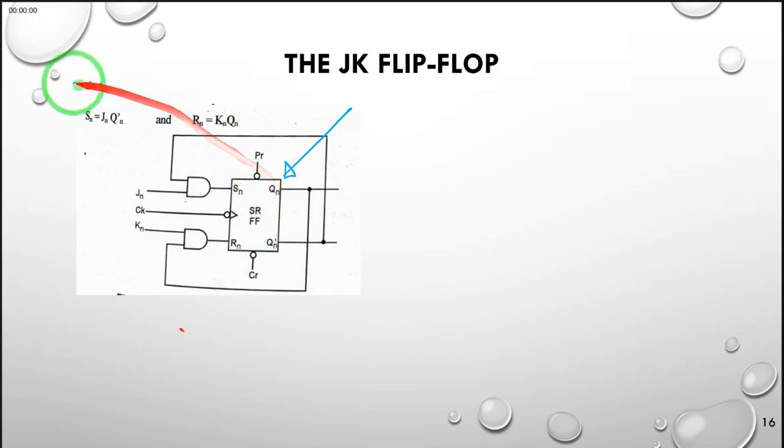That forms our JK flip-flop, and therefore the input to S is an AND operation of J and Q bar, and the input to R is an AND between the K input and the Q from the SR flip-flop. Having said that, we need to analyze how the new JK flip-flop would behave at different possible combinations of J and K inputs.